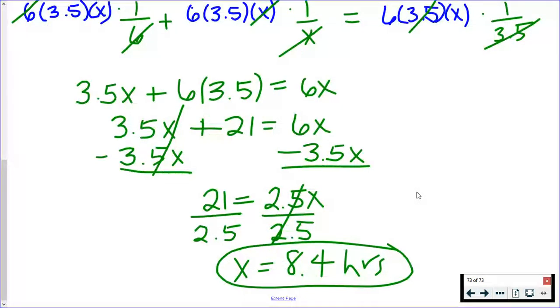Otherwise, you're going to subtract 3.5x. That leaves you with 21 is equal to 2.5x. Then you divide by 2.5 to get the x by itself, and you find that it would take Lacey by herself 8.4 hours. So it took Jason 6 hours by himself. It took Lacey 8.4 hours by herself. If they worked together, the problem told us it would only take 3.5 hours.